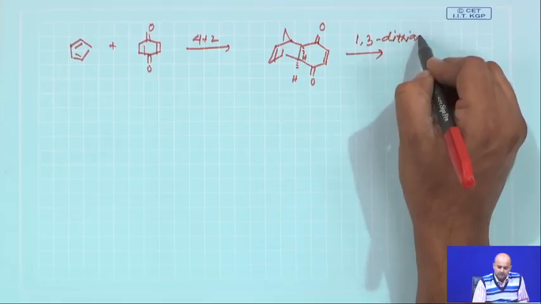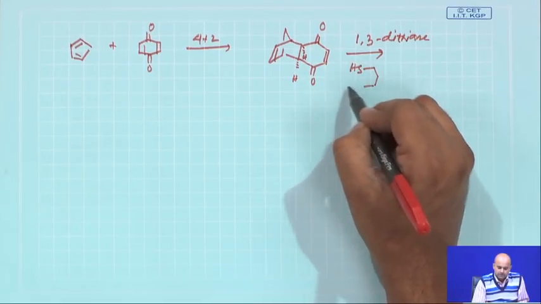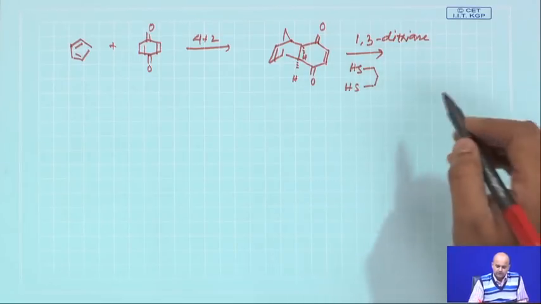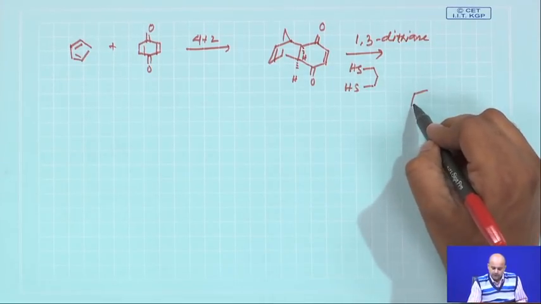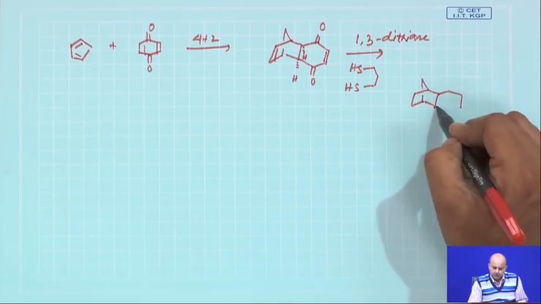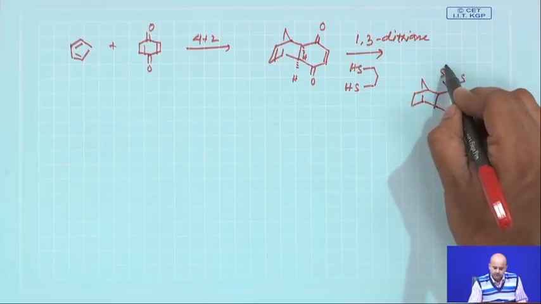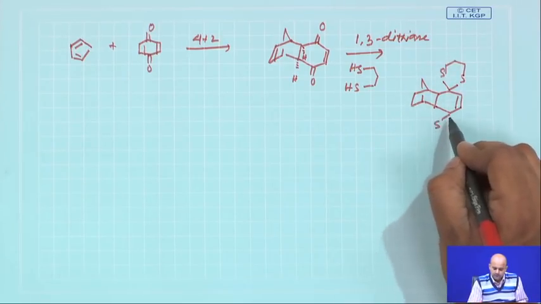1,3-dithiol, means SH SH. So, what we will get? We will basically get the corresponding carbonyl protected as its thioacetal.